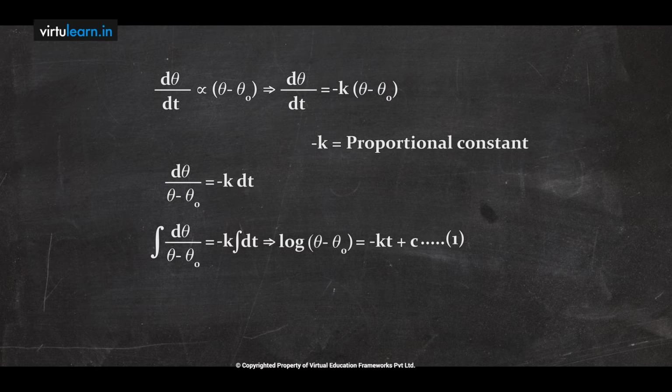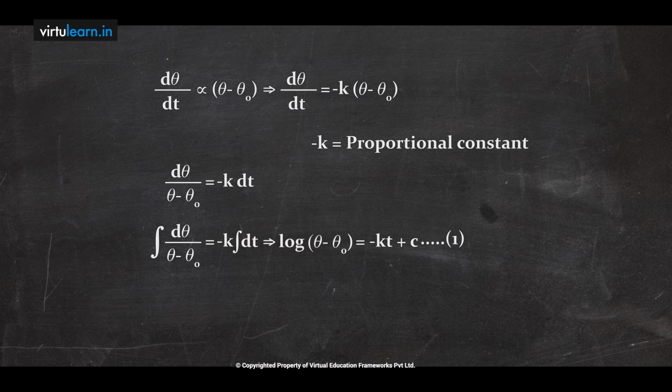Now this is a very important equation. In every problem you write this statement; without this we cannot solve the problem. Based on this equation only we will solve the problem. In this we have three terms: c is the constant, k is the proportionality constant, and theta is the temperature of the body, with theta minus theta naught. This is equation number 1. Once again I am reading: log of theta minus theta naught equals minus kt plus c.